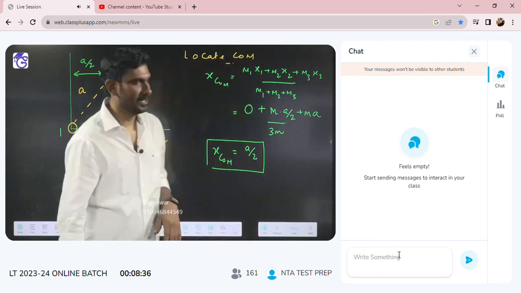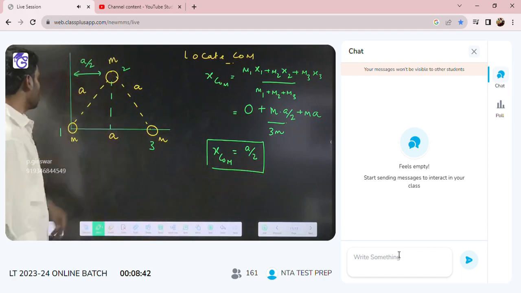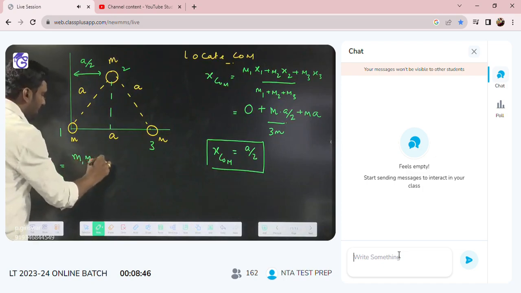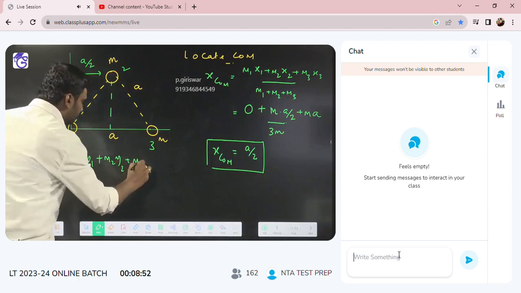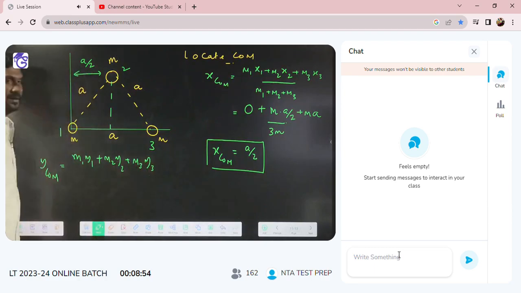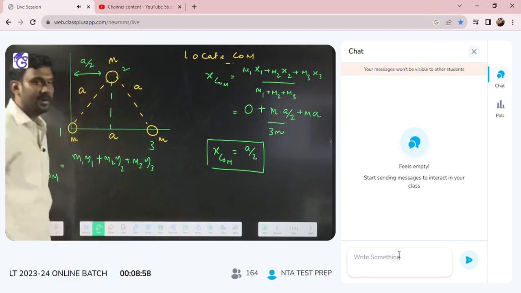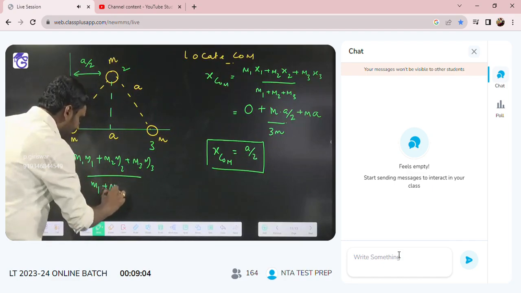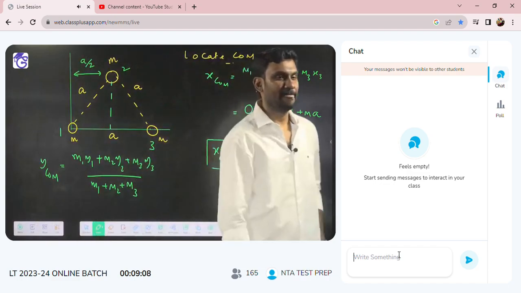So X center of mass is equal to a by 2. Now let us talk about Y center of mass. Y center of mass is equal to the same formula, M1 Y1 plus M2 Y2 plus M3 Y3 divided by M1 plus M2 plus M3.